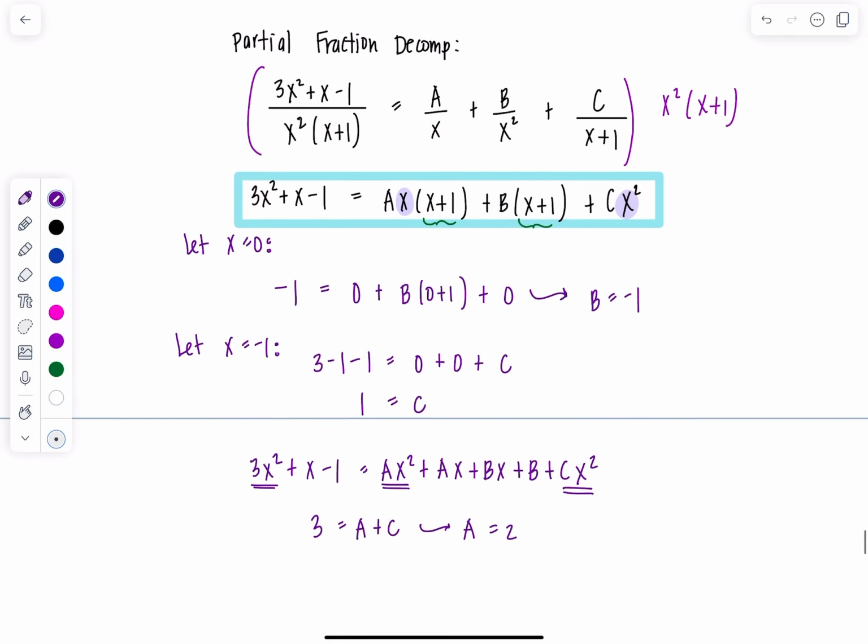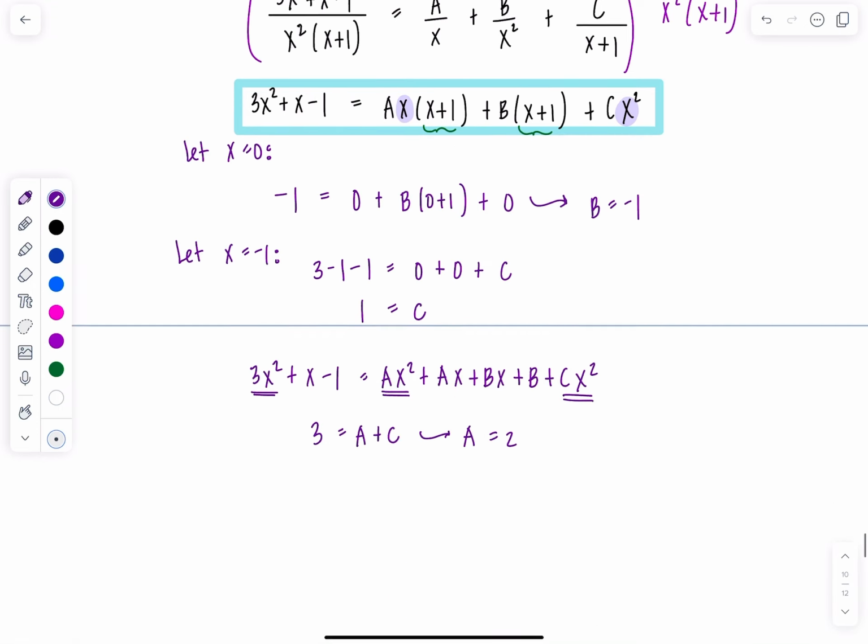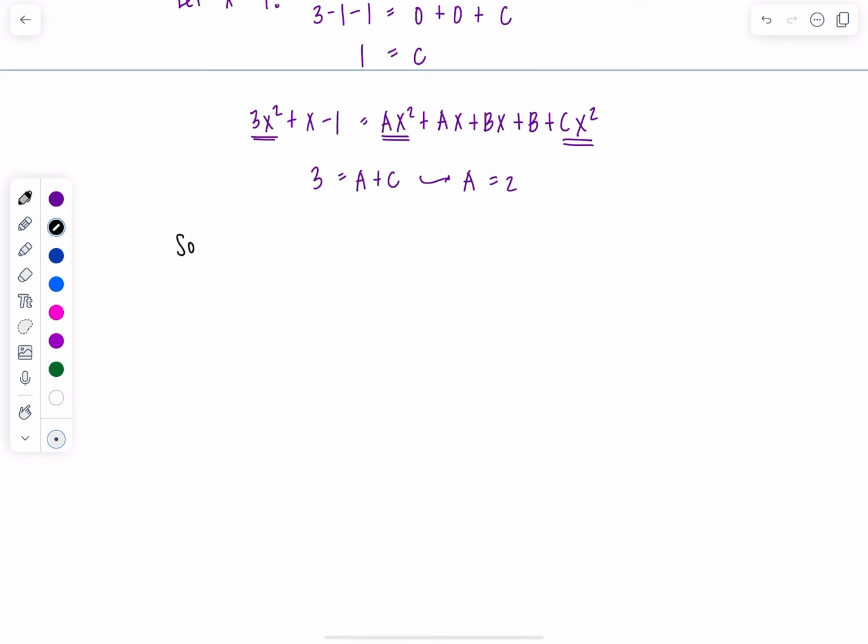Now I can go back and rewrite the integrand using the partial fraction decomposition. Just don't forget about that little 1 in the front, okay? So we just found that a was 2, b is -1, and c is 1. I'm going to rewrite all of that below. And let's just get this little narrative going. So we have the definite integral from 1 to 2 of 1 plus 2 over x minus 1 over x squared plus 1 over x plus 1 dx. And from here, you should be home free, okay?